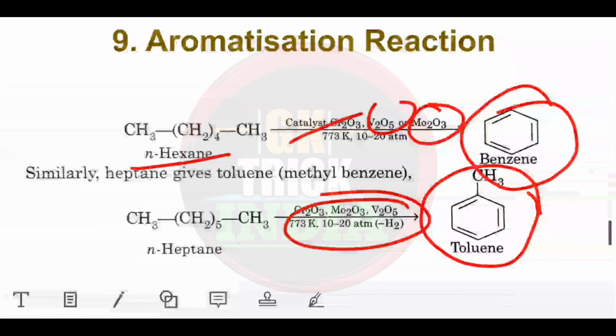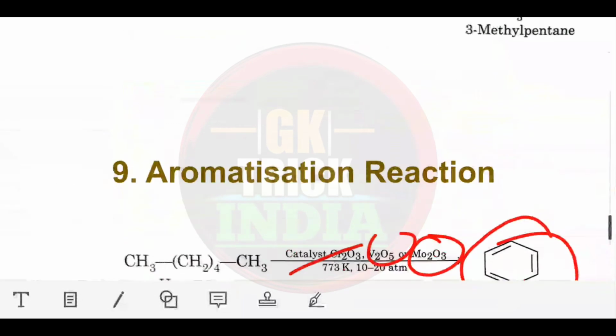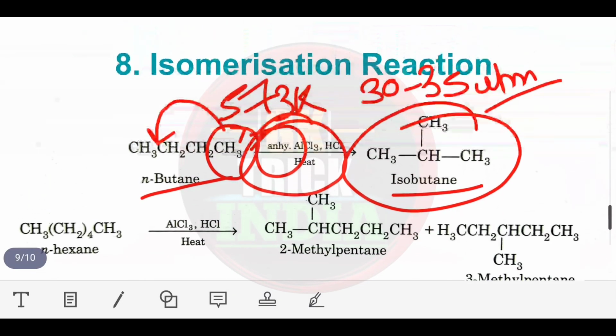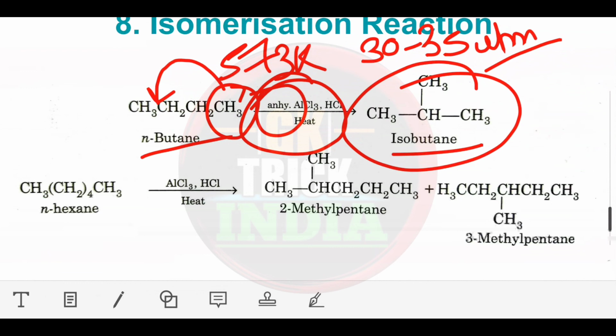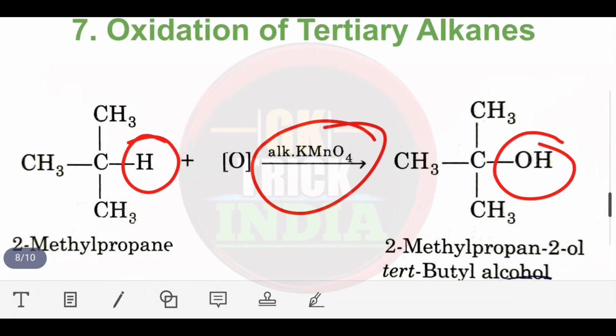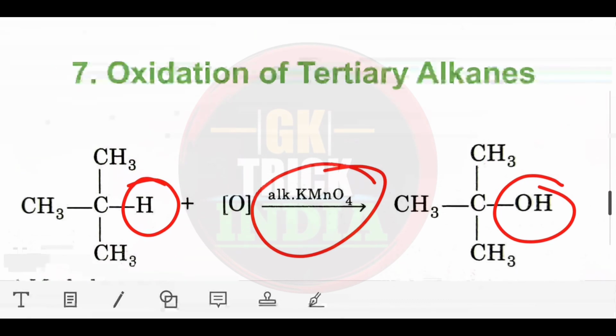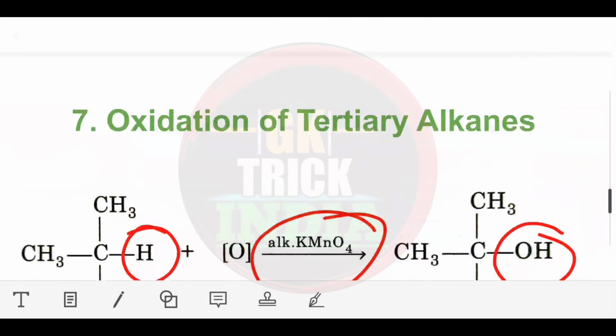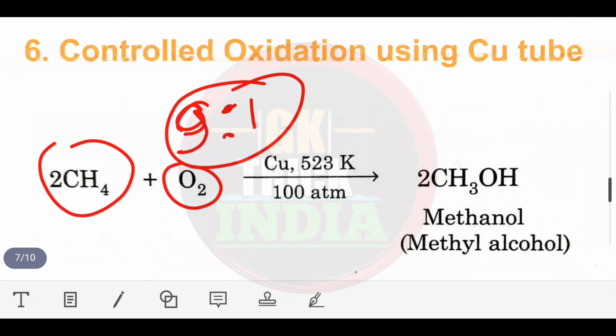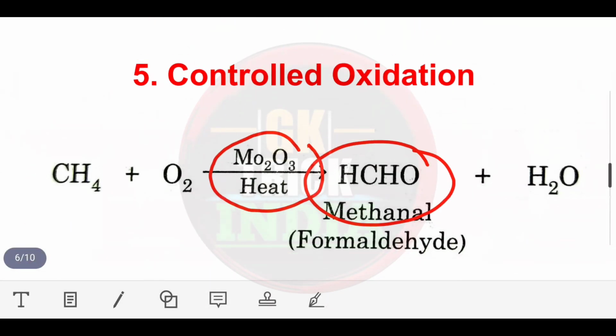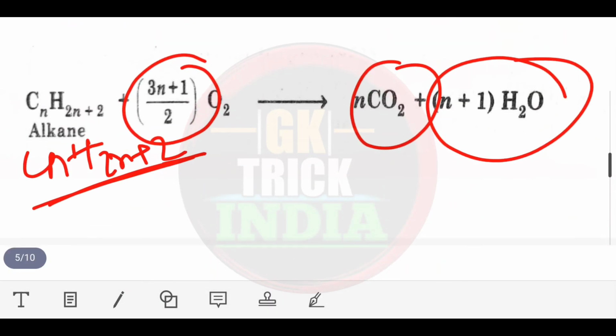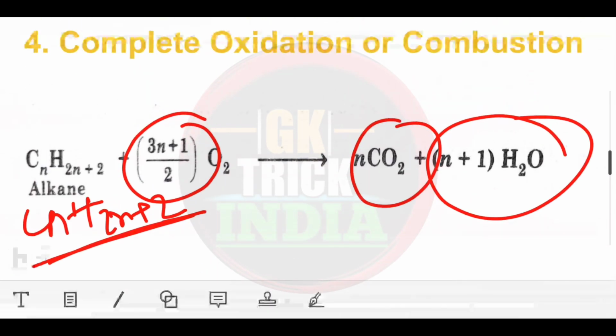So let me summarize it. We have learned today about the aromatization reaction from n-hexane to aromatic compounds, the isomerization reaction where branch chain alkanes are formed with anhydrous aluminum chloride, oxidation of tertiary alkanes where one tertiary hydrogen atom gets replaced by OH using a strong oxidizing agent, controlled oxidation using copper tube at elevated temperature to give methanol, with molybdenum oxide to get formaldehyde, and complete oxidation or combustion reaction, which has a huge application in our daily lives.